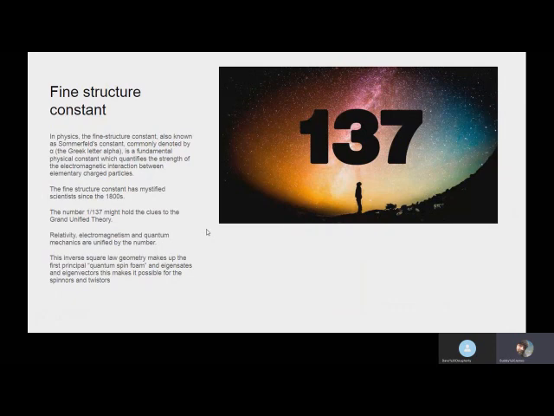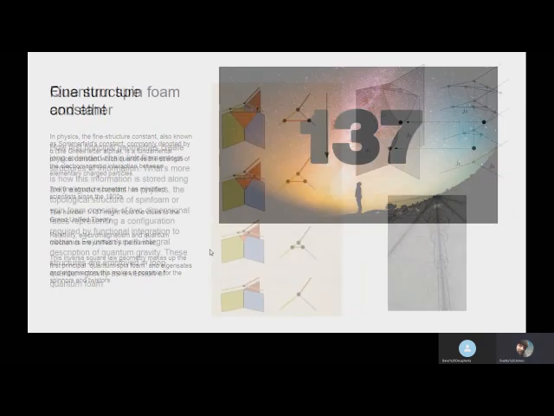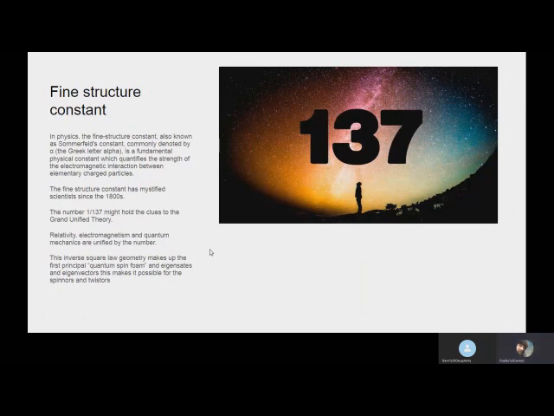Relativity, electromagnetism, and quantum mechanics are unified by the number. This inverse square law geometry makes up the first principle quantum spin foam eigenstates and eigenvectors that makes it possible for the spinors and twistors to come into existence. We're studying space. The quantum foam and quantum geometry is the space.